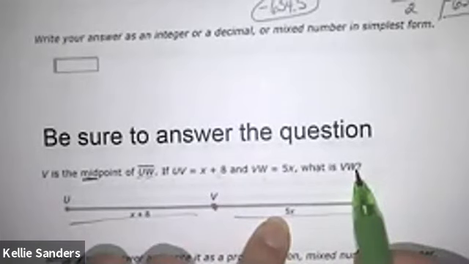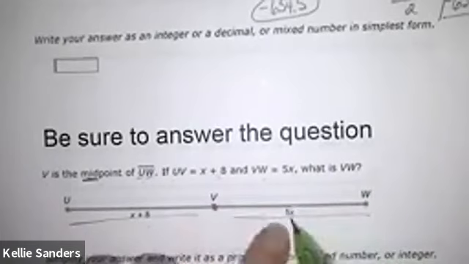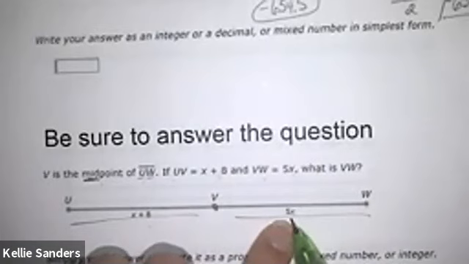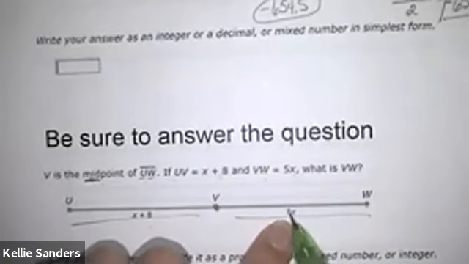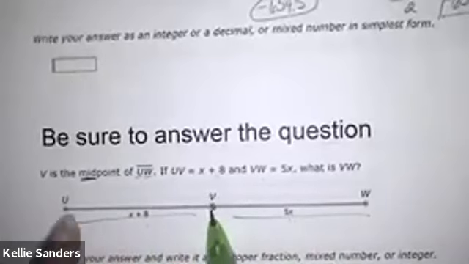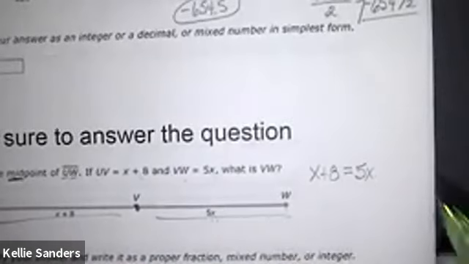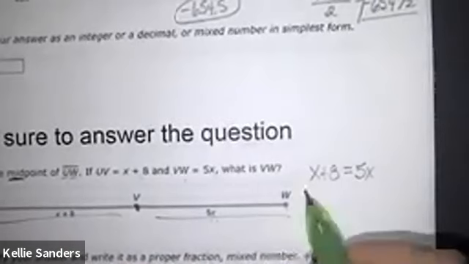What is VW? Well, the answer to that is not 5x. What it's asking for is, if we knew what x was, then we would plug that number in and be able to find VW. So how would I find x? Well, if V is in the middle, then x plus 8 is equal to 5x. And when you have an equation where the only variable that you have is the same variable, then we can get it solved for x.